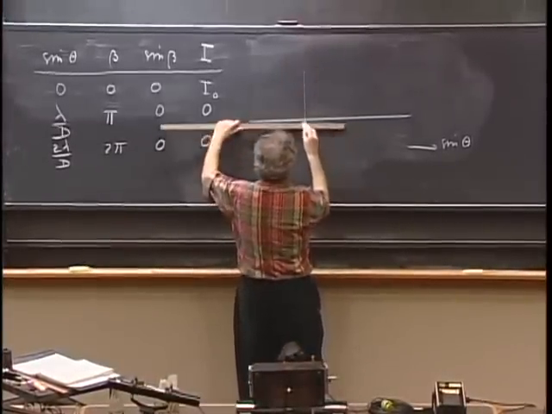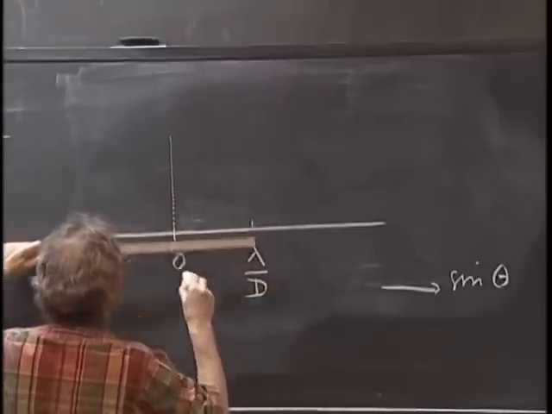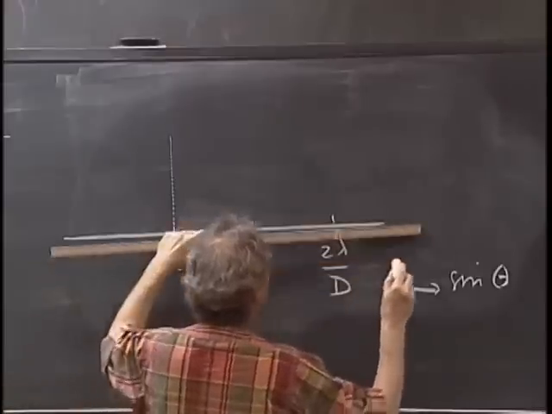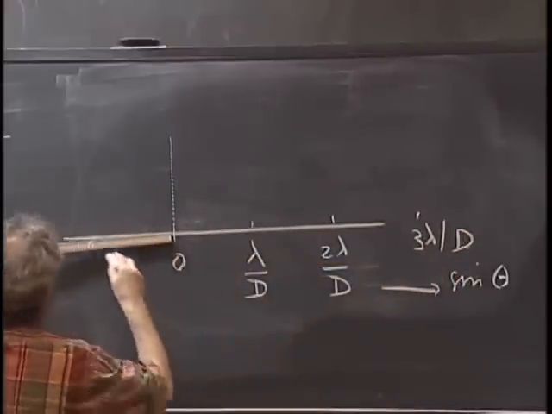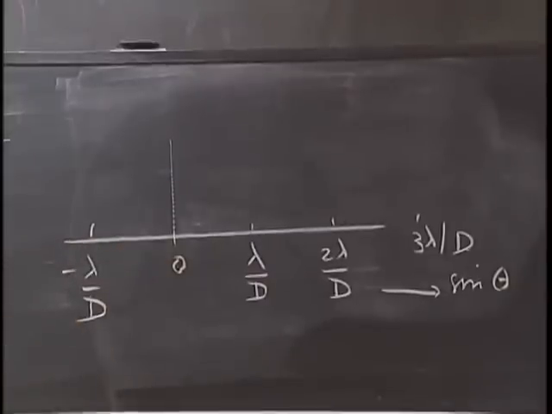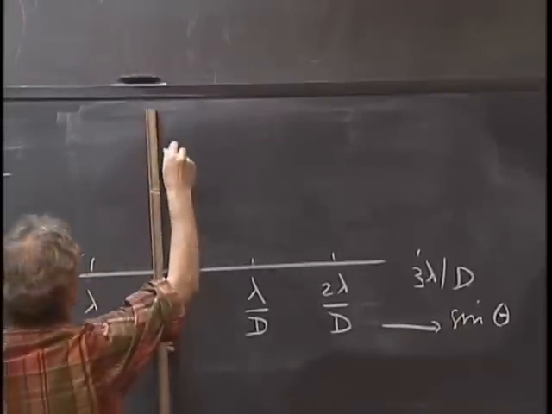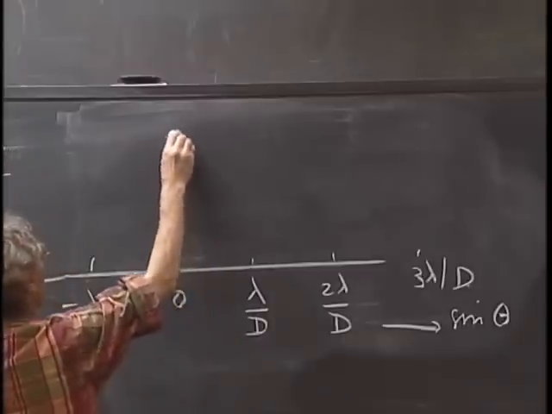And let this be lambda divided by that capital D. That is the slit width. This is 2 lambda divided by D. And here is 3 lambda divided by D. And on the other side, minus lambda divided by D, and so on. I'll put one more in. And so now, the curve that you see, not so obvious, but when you plot it, you will see that.